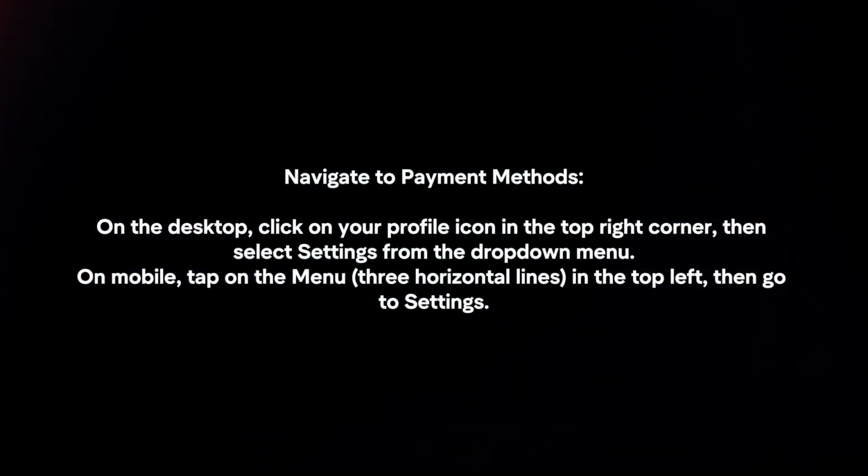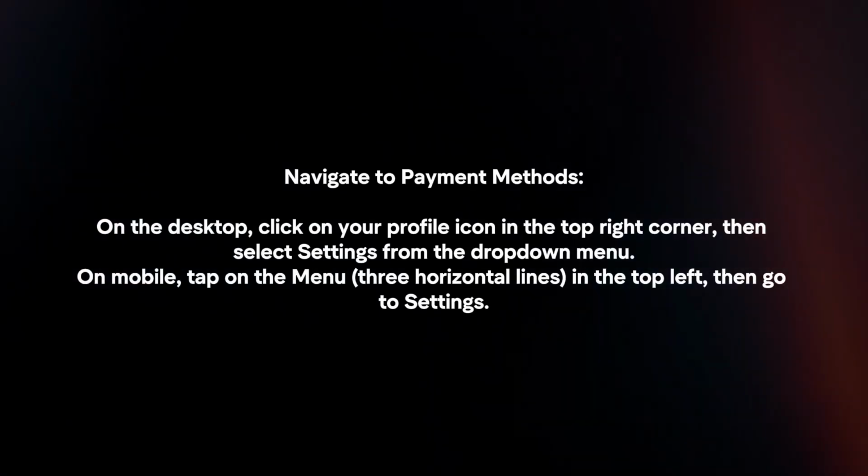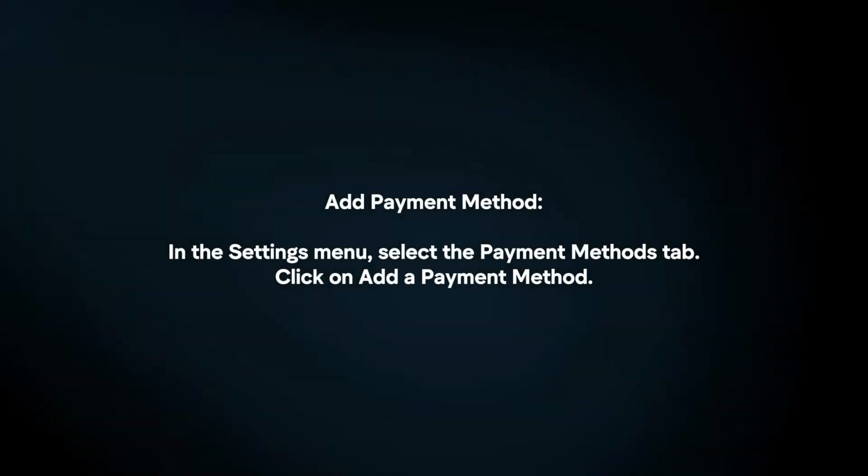from the drop-down menu. On mobile, tap on the menu in the top left, then go to Settings. Add Payment Method. In the Settings menu, select the Payment Methods tab. Click on Add a Payment Method.